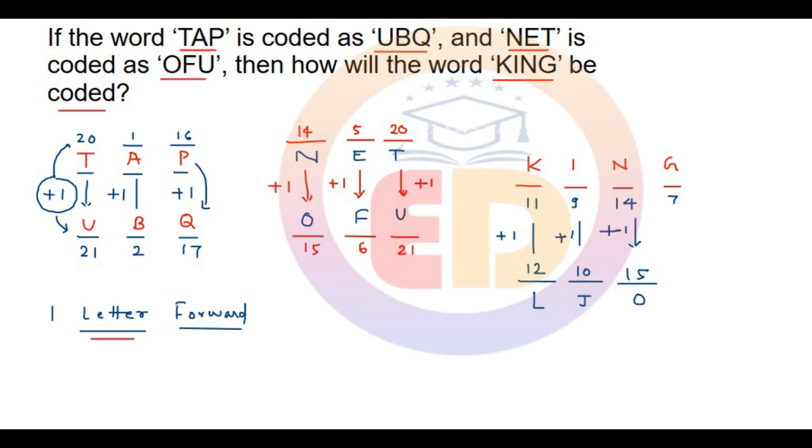And for G, which is 7, add 1. 7 plus 1 will be alphabet number 8, which is H. Our answer will be L, J, O, H. So here, in this pattern, what they have done is they have added 1 to each alphabet number, and to the respective number they have taken that alphabet.